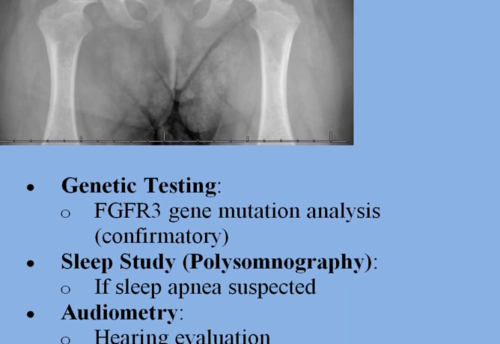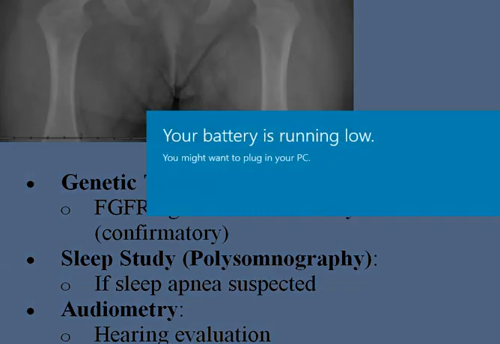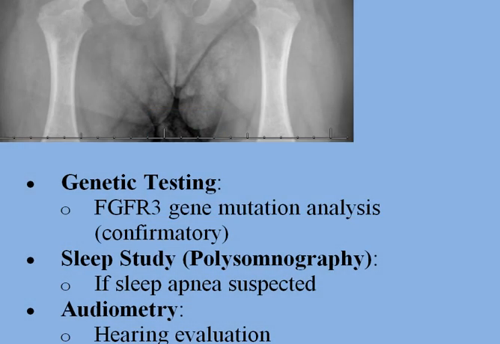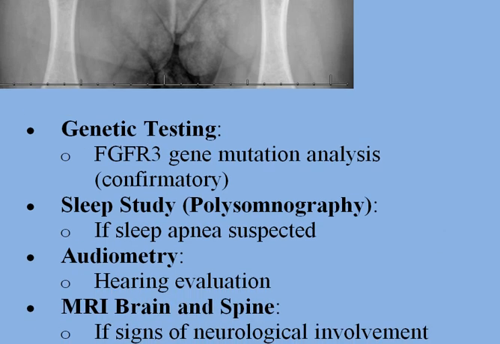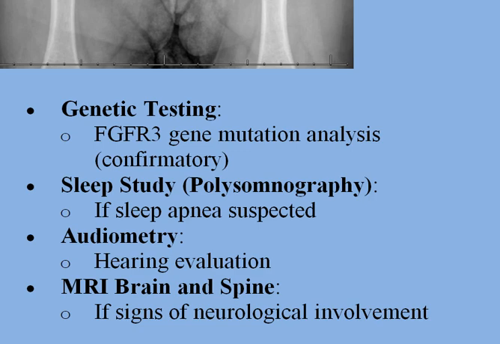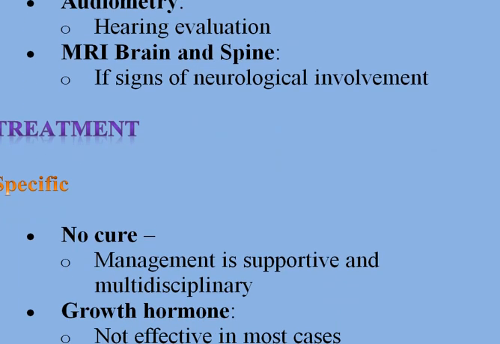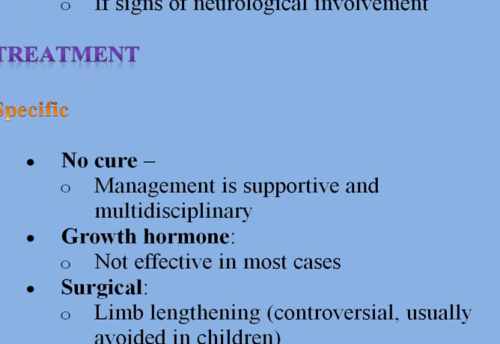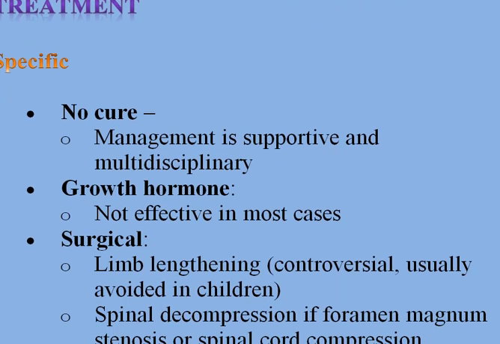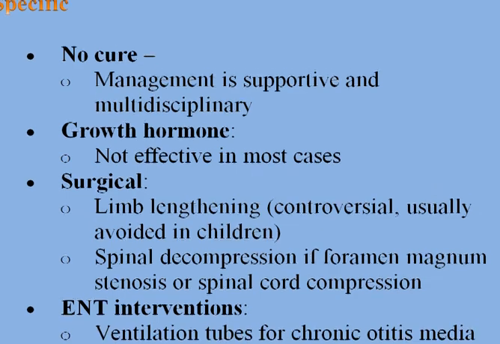So genetic testing, FGFR3 gene mutation analysis, confirmatory test. Sleep study, polysomnography if sleep apnea is suspected, audiometry, hearing evaluation, MRI brain and spine if signs of neurological involvement. Treatment is supportive, no cure. Management is supportive and multidisciplinary. Growth hormone is not effective in most cases.